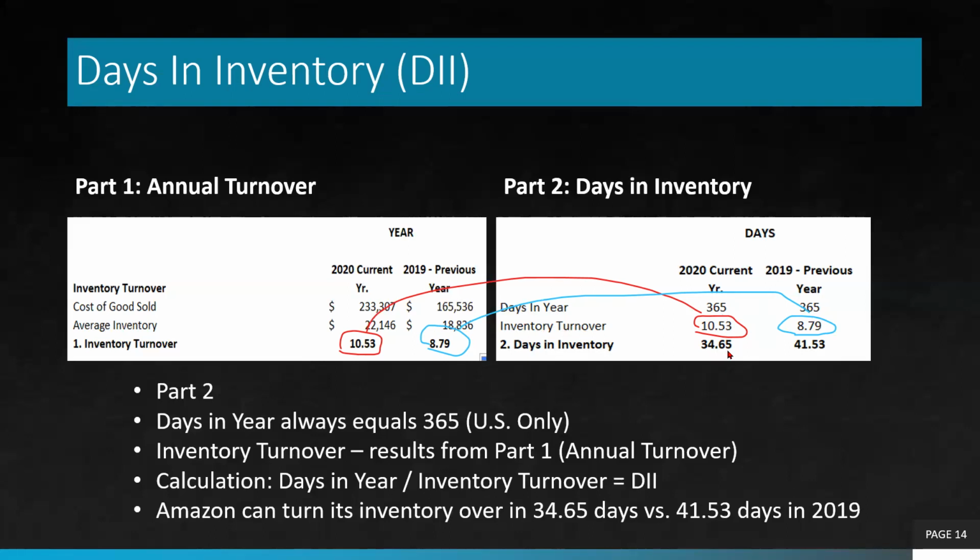And I come up with 34.65 versus 41.53. So what is this telling us? This is telling us it takes Amazon an average of 34, almost 35 days to turn over its inventory, whereas in 2019, it was 41 days to turn over its inventory.